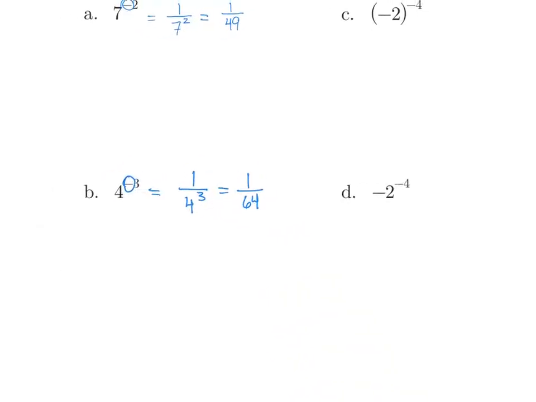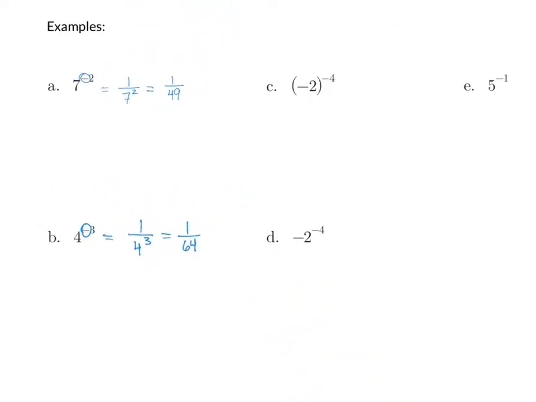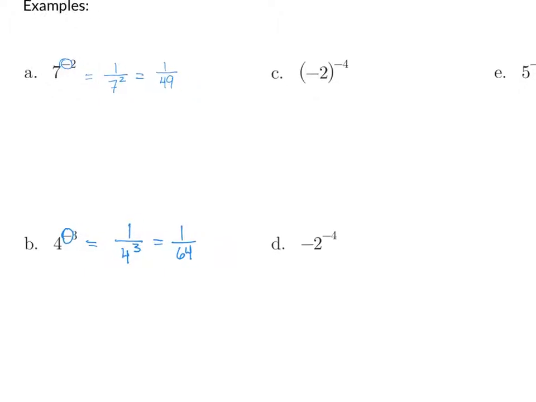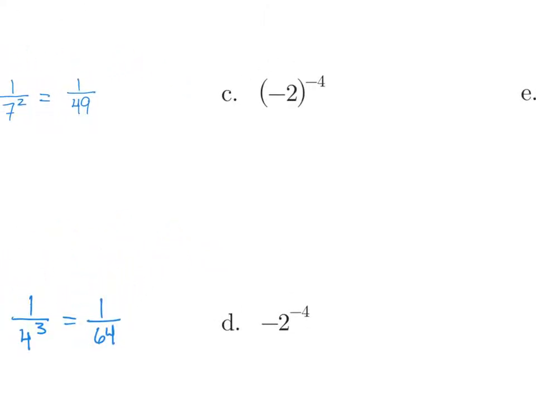Okay, so now let's go ahead and talk about these negatives and what we need to remember with those. If we look at example C, we have negative 2 to the negative 4. And the negative 2 is inside parentheses, which means the whole exponent is acting on it. So my first step is, as I said, I'm going to go ahead and take care of my negative exponent first. This is going to equal 1/2, still in parentheses, raised to the 4th power.